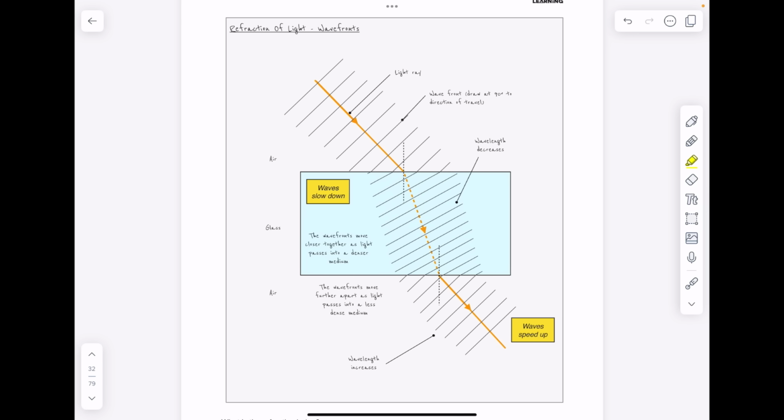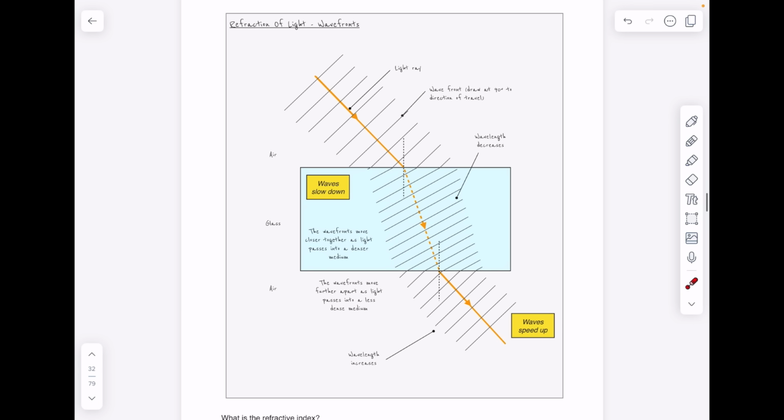Let's look at a slightly more complicated version of refraction. So we're still looking at light rays. This time we want to consider the wavefronts. So let's take a look at the orange line first of all. We're going from air to glass, so as you'd expect, as the light ray moves from air to glass, because it slows down, it changes direction towards the normal. See, it's not carrying on in a straight line, it's moving towards the normal. And then as it leaves the glass, the ray speeds up, it moves away from the normal.